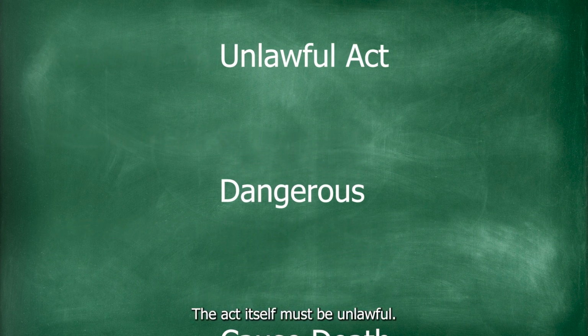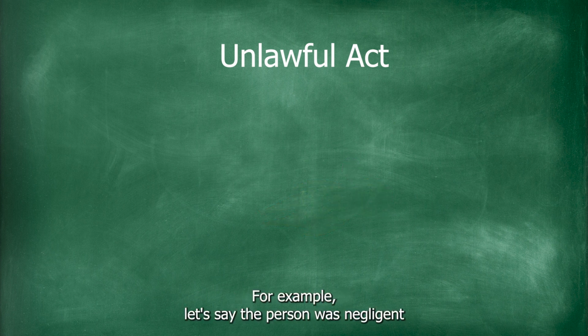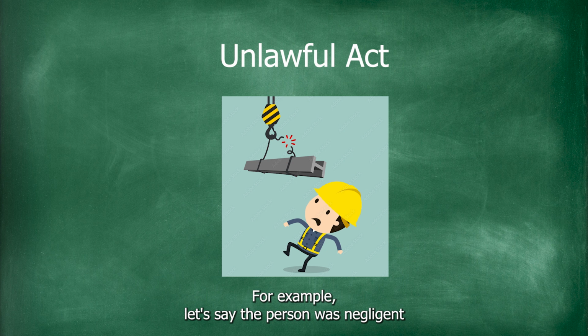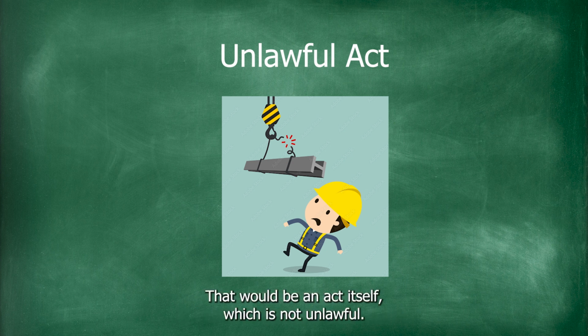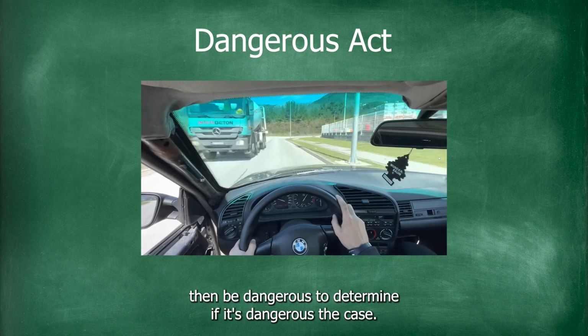The act itself must be unlawful, meaning just because it killed a person doesn't necessarily make the act itself unlawful. For example, let's say the person was negligent and they ended up killing a person. That would be an act itself which is not unlawful, hence they wouldn't be charged with Unlawful Act Manslaughter. The act must then be dangerous.